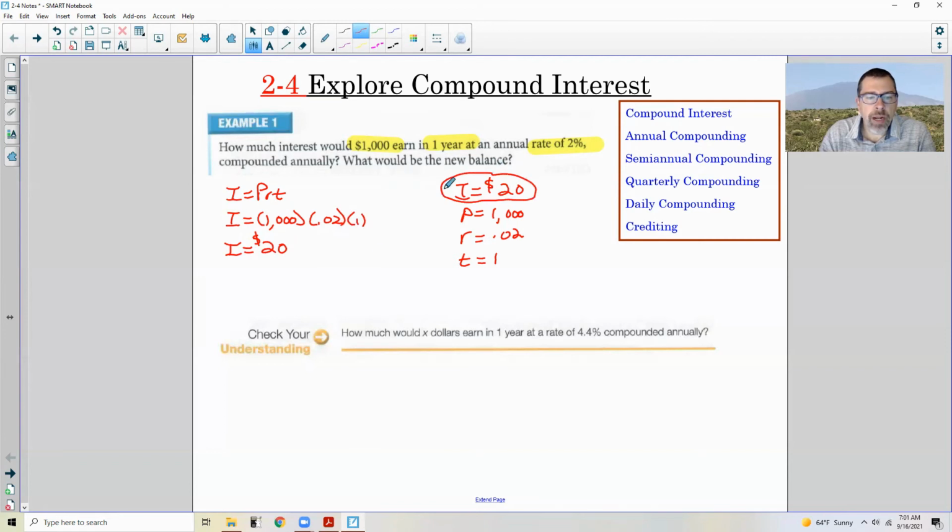And that answers the question. What would be the new balance is the next question. So the new balance is principal plus interest equals new balance. I'm not talking about sneakers. So $1,000 plus the $20 interest would equal $1,020. That is our new balance.